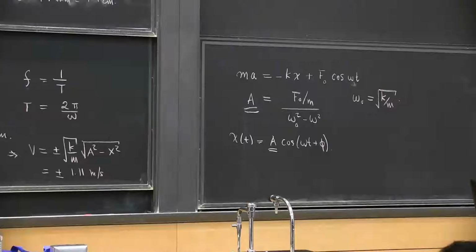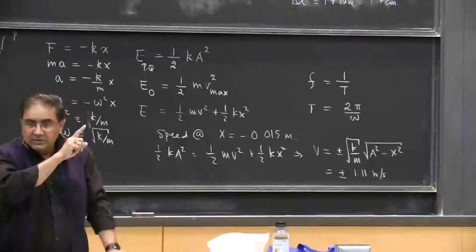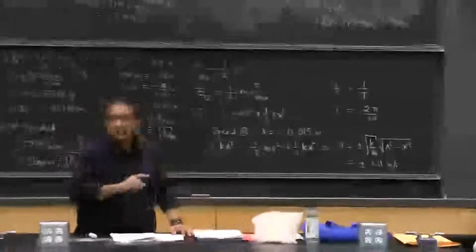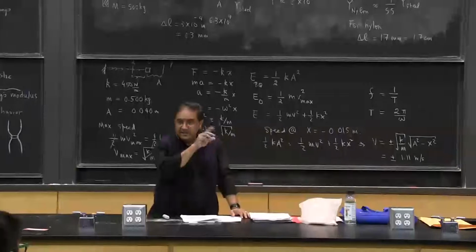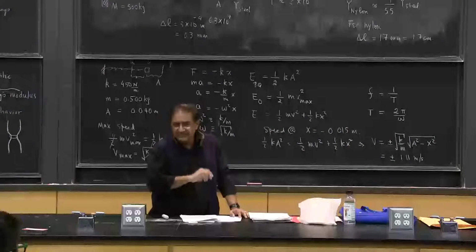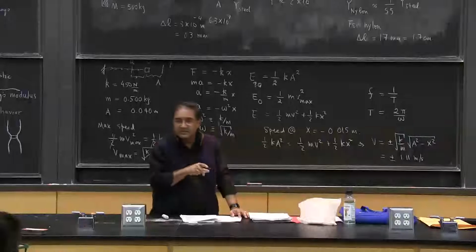Remember at the end of the discussion on Tuesday, when I wrote down expressions for the oscillator's displacement, x of t, velocity v of t, acceleration a of t. Initially we wrote it as a cosine omega t, then we had some sine omega t, then we had another cosine omega t, we had omega squared and all those. If you look at the formulas, they should be there.